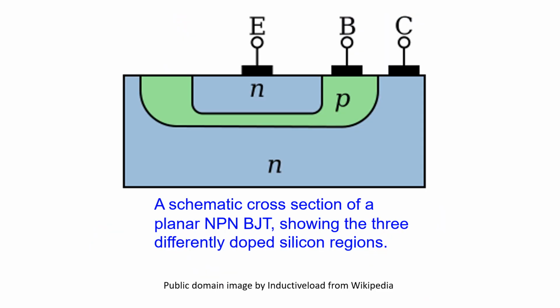BJTs are generally grouped into two, NPN and PNP, depending on the types of semiconductors in them. N-type semiconductor has excess of electrons, while P-type semiconductor has a deficit of electrons or holes, which are considered as positive charge carriers and hence the name.